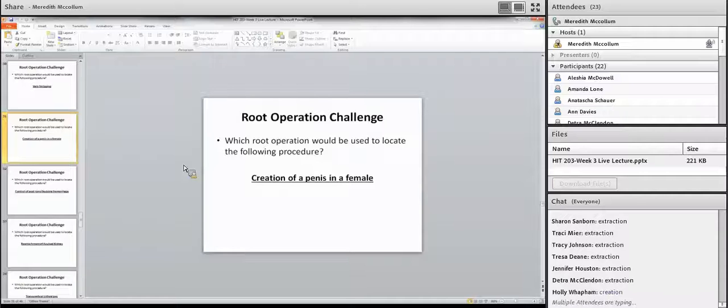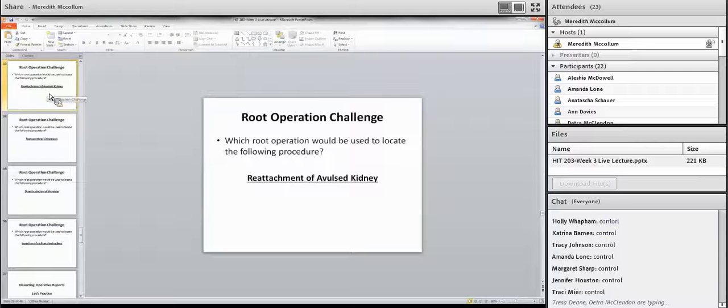Creation of a penis in a female. Creation. There you go. All right. Control of a post-tonsillectomy hemorrhage. Good job. Yeah, some of these are easy. Reattachment of an avulsed kidney. There's no reattachment. That's not it. No, it is reattachment. My bad. I'm looking at a different thing. It's been a very, very long day. I'm sorry. It is reattachment.